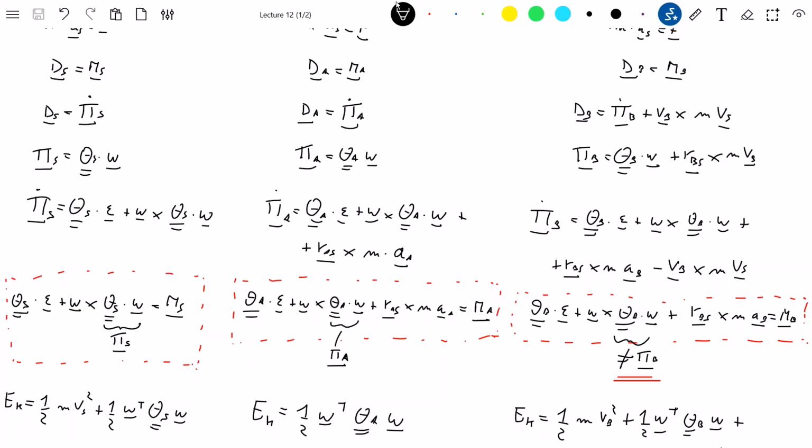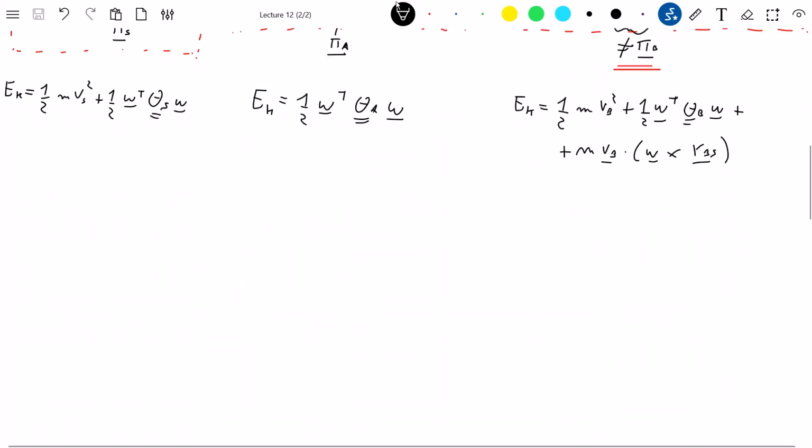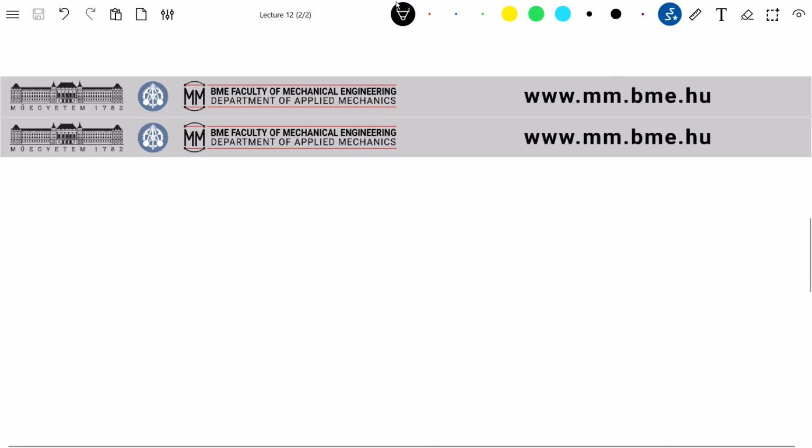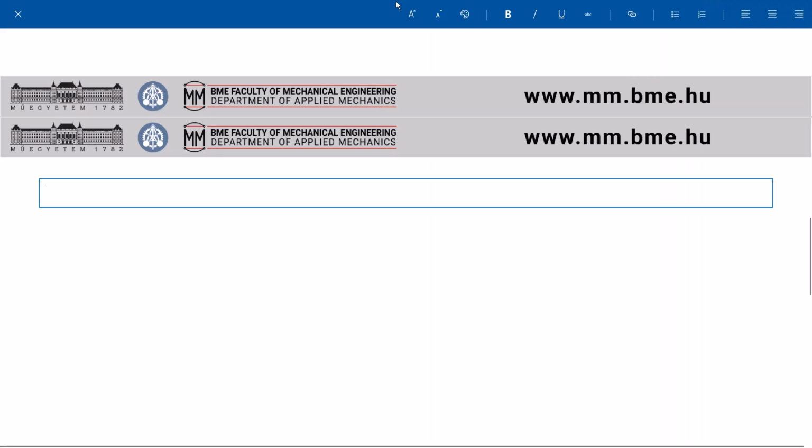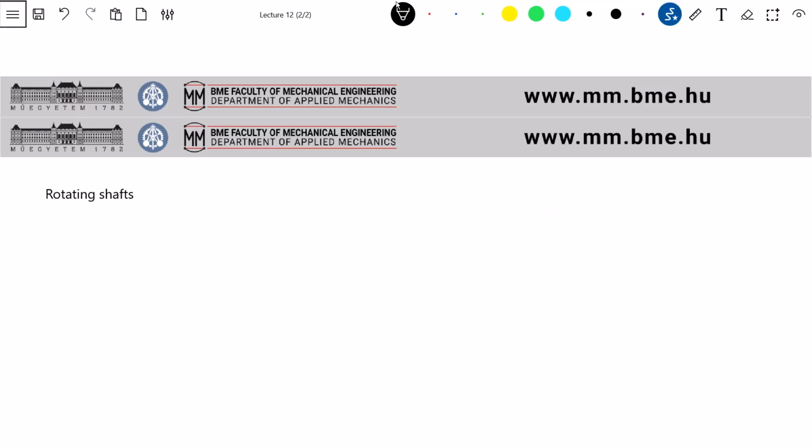Okay, so now let's go to a specific, important topic of the dynamics of rigid bodies. Maybe I go to a new page. Okay, so let's see the case of rotating shafts. So rotating shafts, and let's see first the ideal case. So in an ideal case, we have, let's see, this is our shaft.